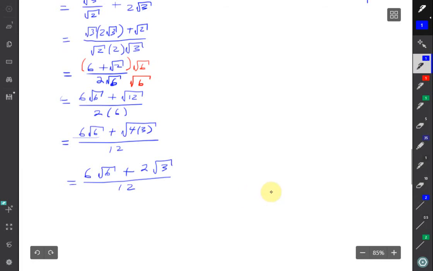The other approach, which I prefer, is to simply divide 2 into all of these numbers. So 2 goes into 6 3 times. 2 goes into 2 once, so that leaves me with root 3. And 2 goes into 12 6 times. And now that's the final answer, simplified.